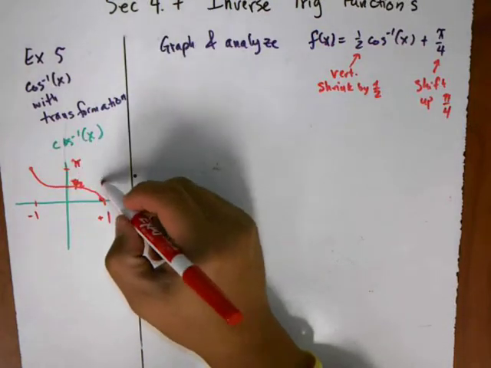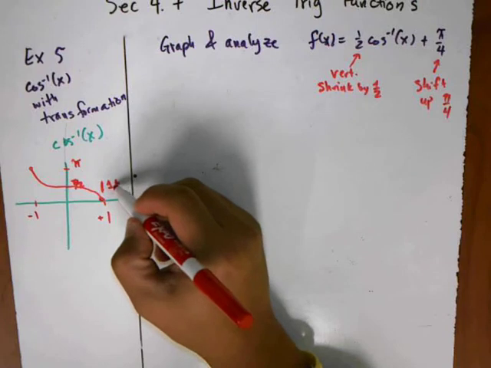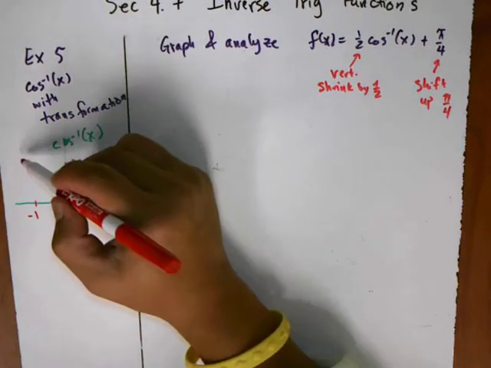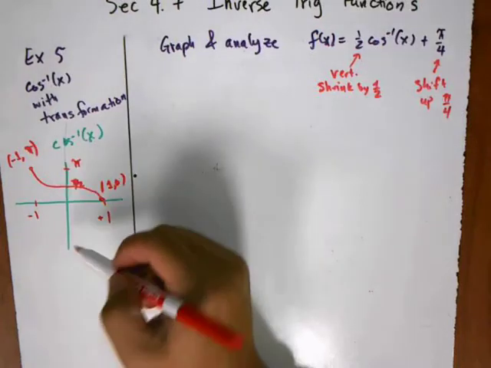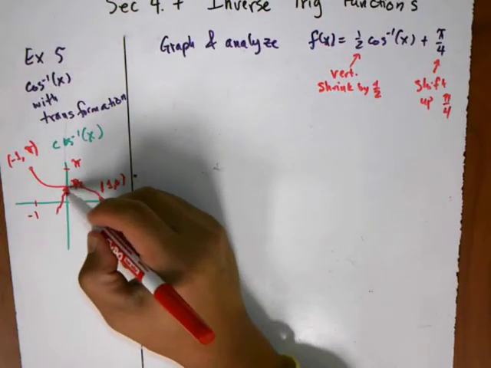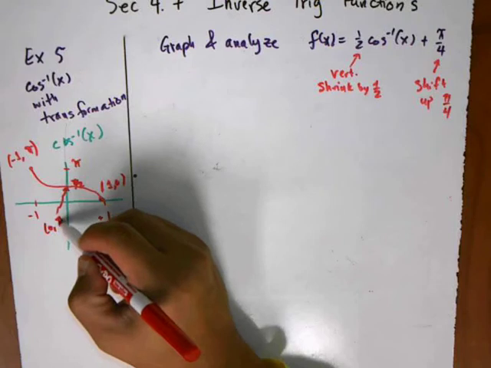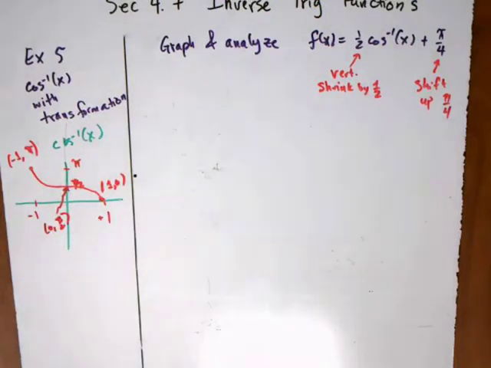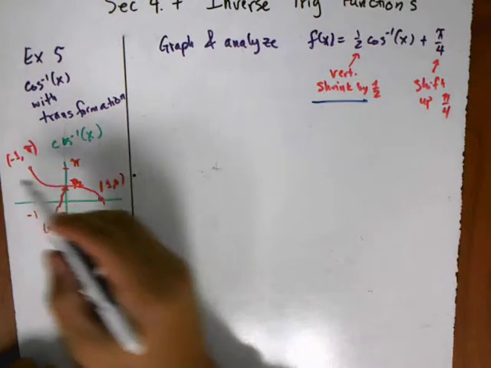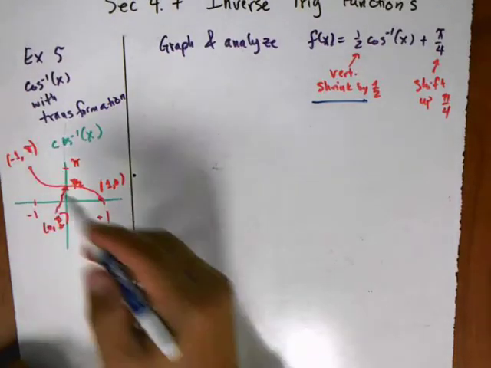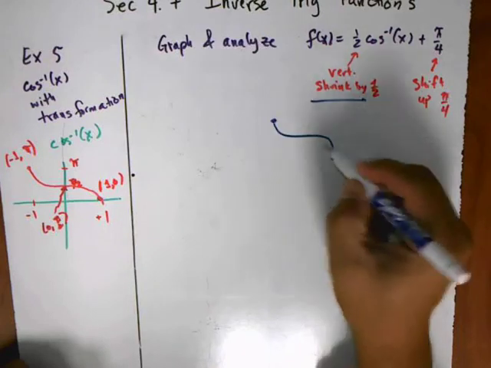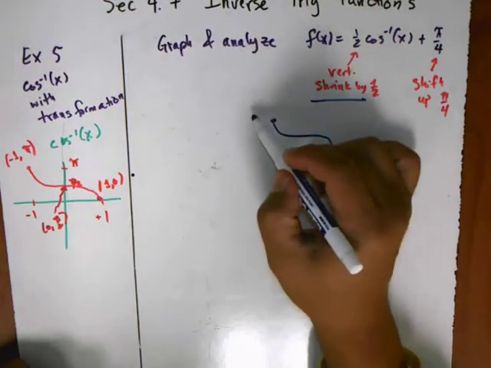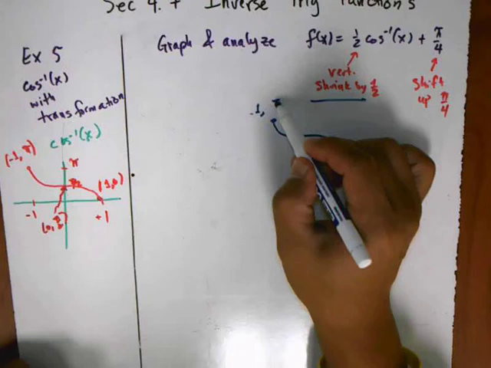This point here used to be 1, 0, and this point here is -1, pi, and this point right here, the y-intercept, is 0, pi over 2. So if everything gets shrunken down, the point in the corner here gives us a graph that looks kind of like this, where it's going to be -1, pi over 2.